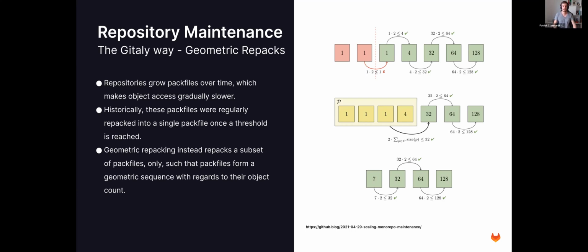So what we do in this case is that we say, OK, how many pack files do we actually need to repack so that the geometric sequence is again restored? So in this example, we take the first 4 pack files and then compress them into a single pack file again and repack all those objects, so that we end up with a single pack file that has 7 objects to again restore the geometric sequence. So this takes a whole lot less time than repacking all the pack files into a single pack file again.